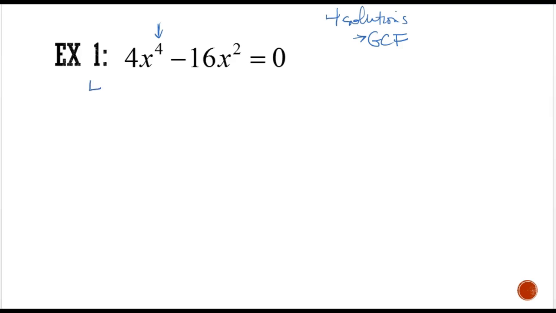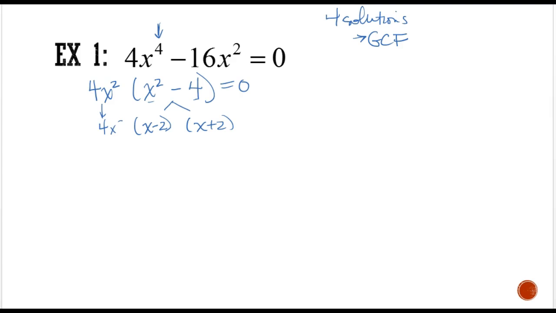Well, if I take a 4 out and an x squared, I then would have x squared in that first term minus 4 equals 0. All right, well, here is a binomial, and you recognize this is a difference of squares. This is a perfect square, and this is squared, and there's a negative between them. That means I can factor it as x minus 2, x plus 2, because the square root of 4 is 2. And I bring that 4x squared straight down.